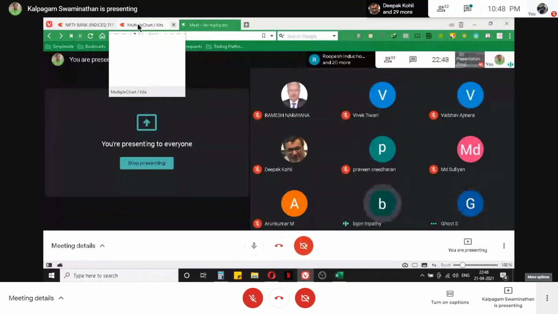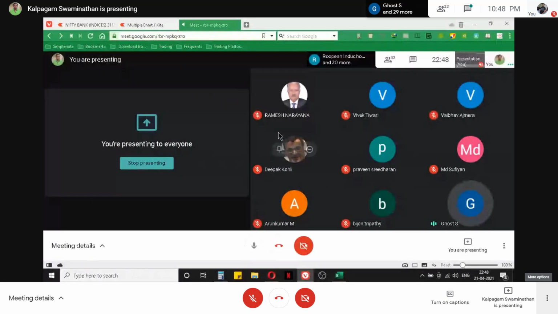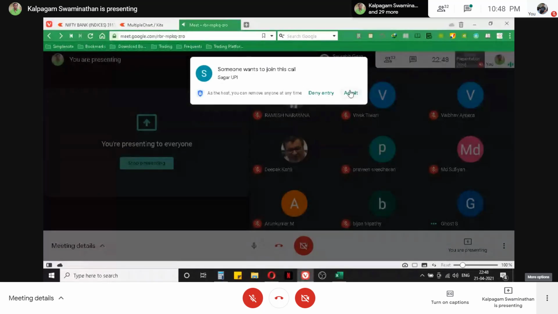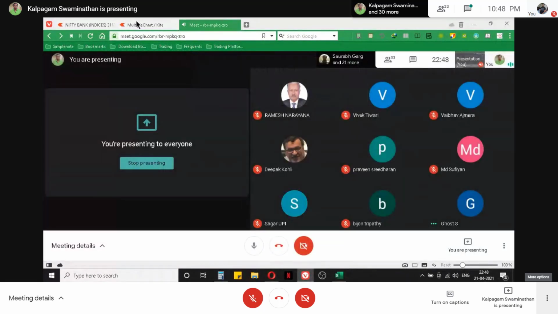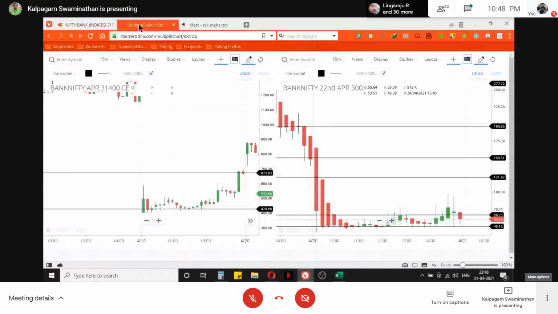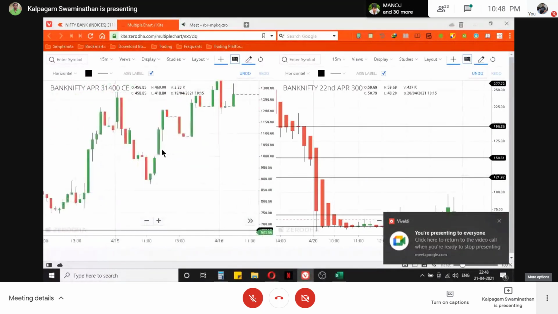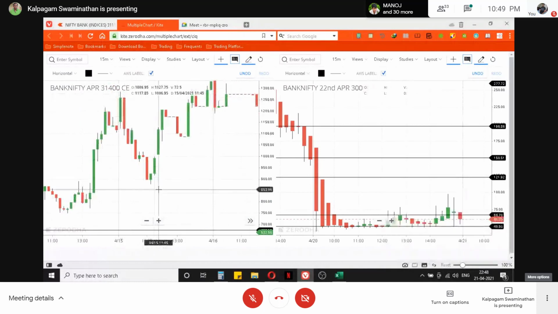Sir, I have a question regarding the idea of abandoning the opening bias. The idea is that people are complaining to me saying that we are missing a few reversal trades. Like I'll show you here. This reversal trade, which happened here, you would not have been able to take the CE trade because the price was below the open.